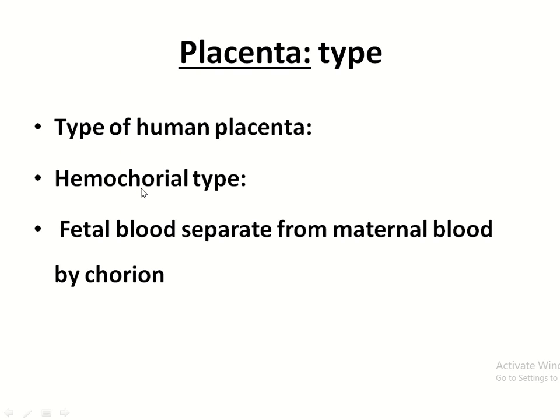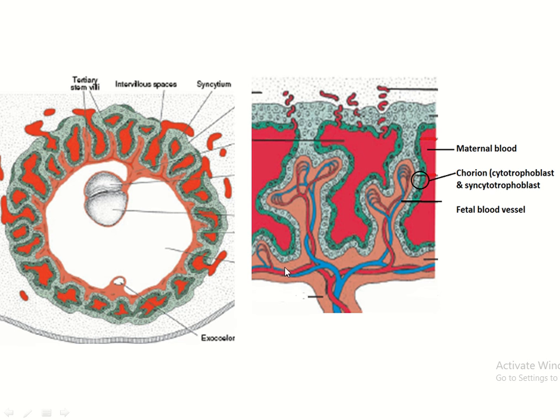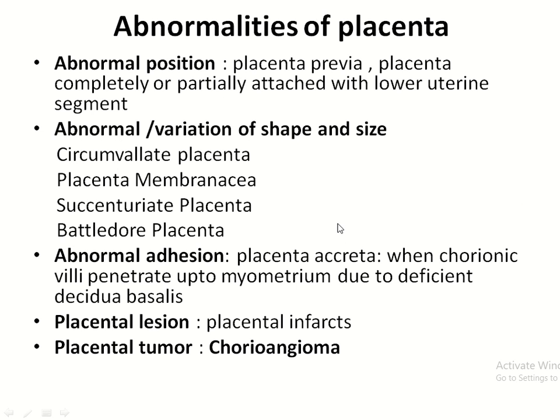The chorion separates the blood, and the fetal blood is separated from maternal blood only by the chorion. So this is the chorion, this is the fetal blood vessel within the somatopleuric layer of extraembryonic mesoderm. Here this is the fetal blood vessel and this is the maternal blood vessel, and soon this cytotrophoblast is discontinuous, so the fetal blood vessel is separated from the maternal blood vessel only by the syncytiotrophoblast, and this is known as the hemochorial type of placenta.